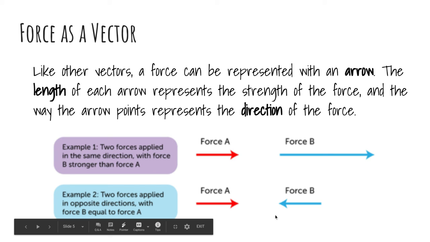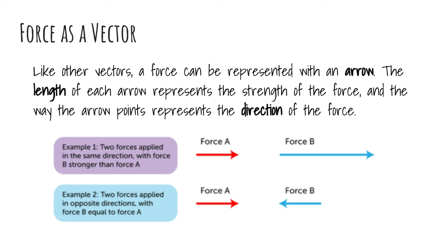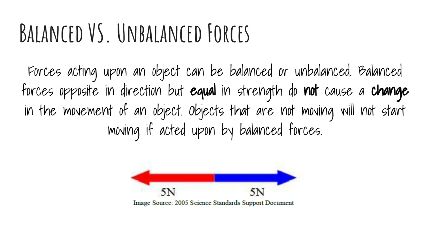So now they're going against each other, but the forces are equal because force A arrow is the same size as force B. Okay, so we can show these differences using arrows, and the length of the arrow as well as the direction play a part into how we view each force.